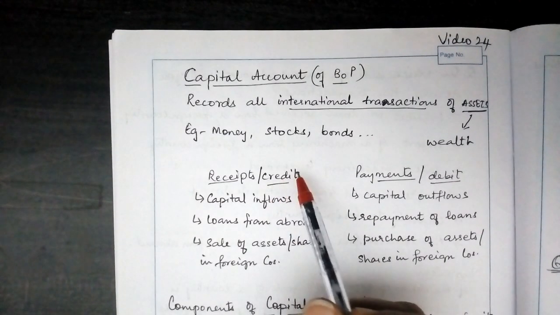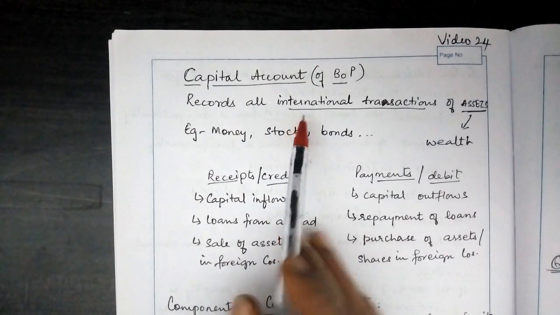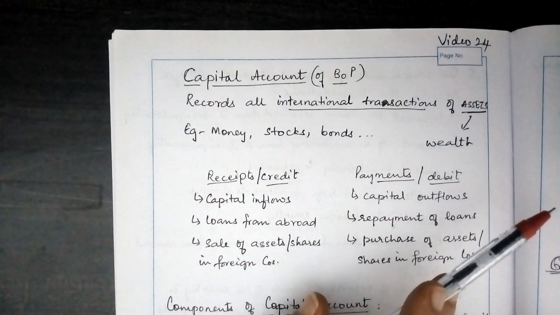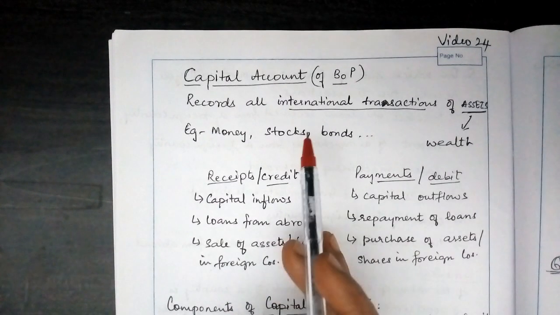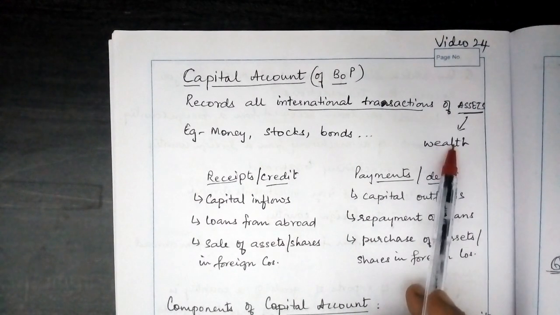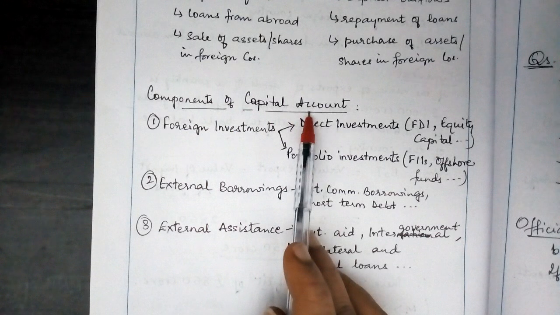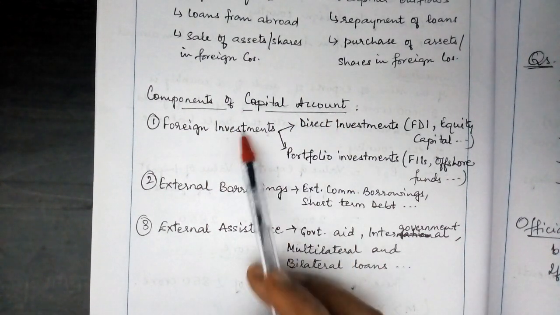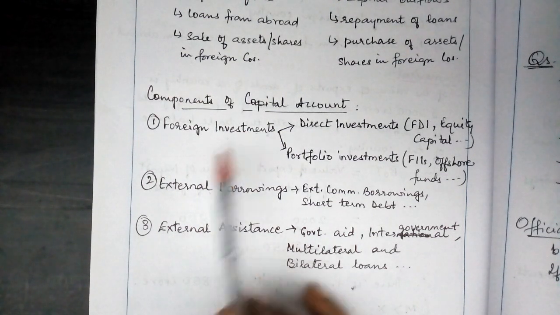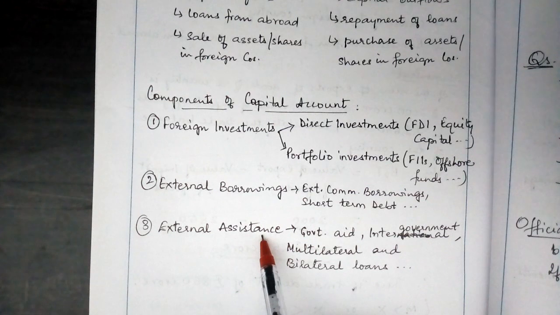We must remember that unlike the current account, the capital account transactions do not involve the export and import of goods and services between one country and the rest of the world. This involves only the assets. The components of capital account. There are three components of capital account. The foreign investment, external borrowings, and the third one, external assistance.